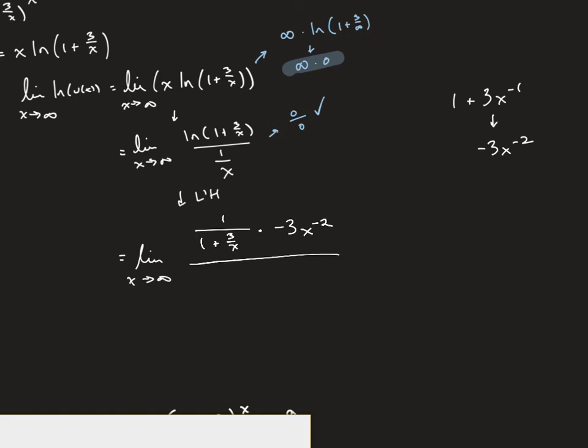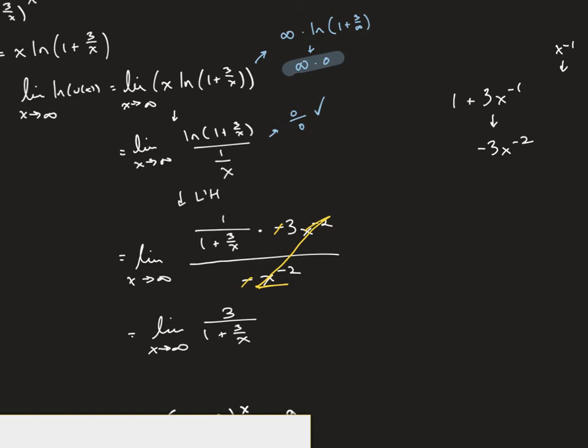All of this divided by the derivative of 1 over x. So that's x to the negative first. That derivative is negative x to the negative second power. Look at that. These guys divide to 1, as do those negative signs. So ultimately, we are left with the limit as x approaches infinity of 1, let's multiply that 3 up, 3 over 1 plus 3 over x.